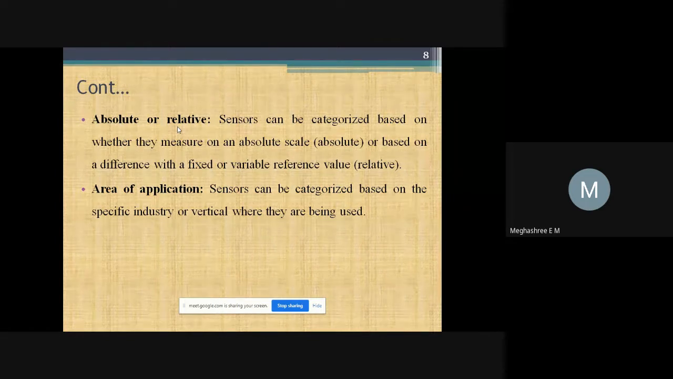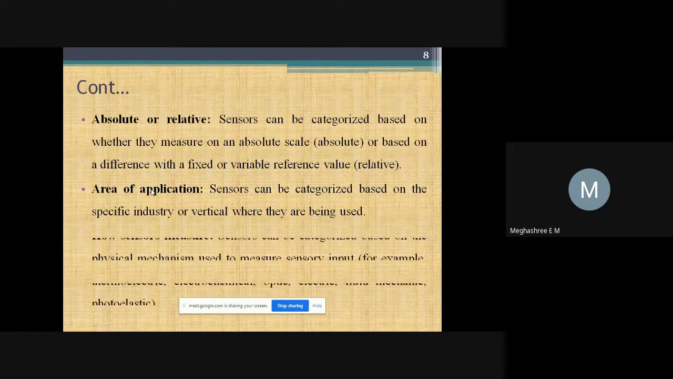Okay, and the next category is area of application. See, all the sensors can't be used in all the fields, right? Say the temperature sensors, you can use it to check the temperature of a room or something like that. If there is a sensor which checks the moisture of a soil, then that should be used to check the soil moisture. The deployment of the sensor is different, right? Temperature sensor deployment is at a different field, right? So based on this, the category is also decided. That is area of application.